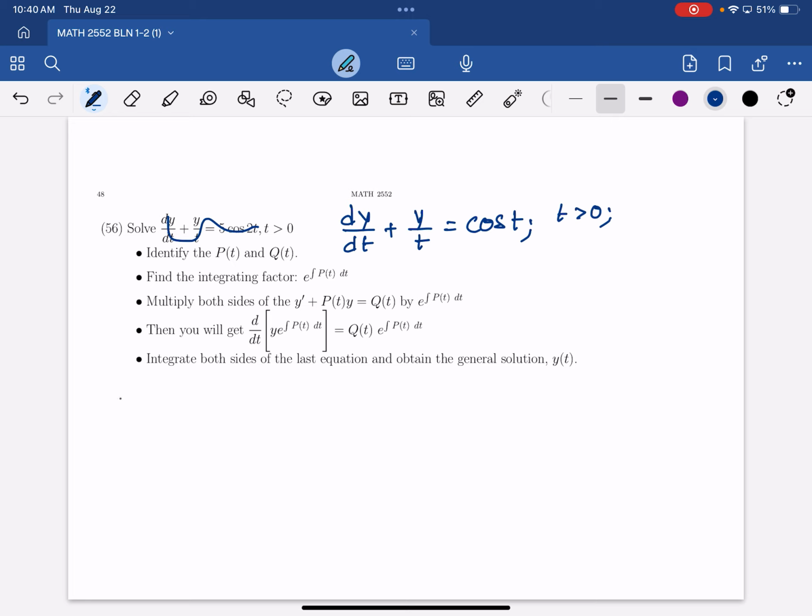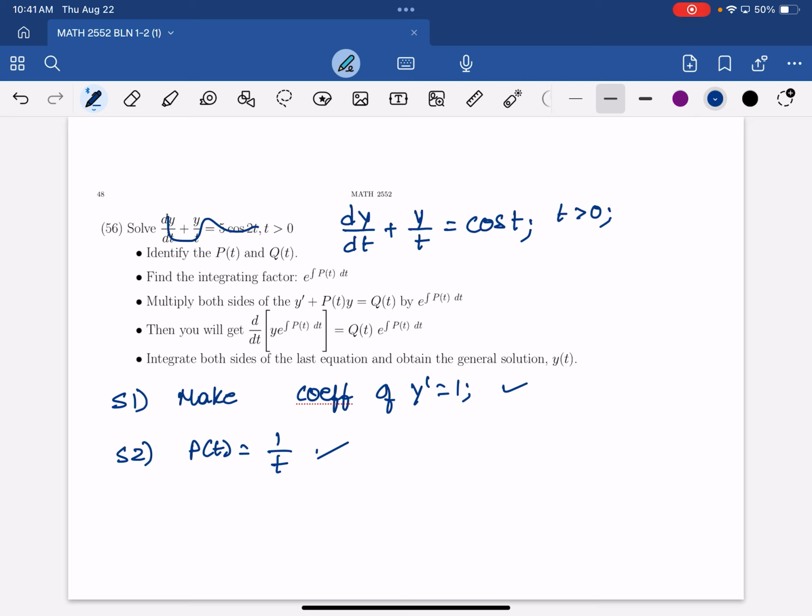Okay, step 1 is make the coefficient of y prime equal to 1. Check, it's done. It's given in that form, so it's taken care of, right? Step 2 is you're going to identify what is p of t, and in this case it is 1 over t, and you're going to identify what is q of t. In this case, q of t is cosine t.